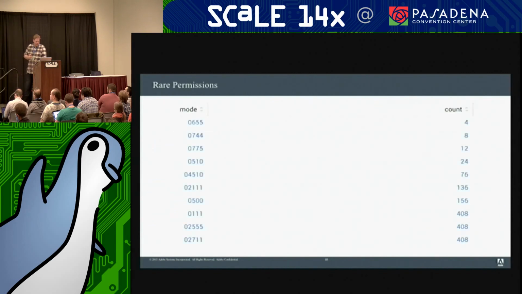We also gather rare permissions. So some of these are 0655. Why is it 0655? Or 0510 or whatever. These are rare permissions that we find after gathering all this information, parsing it and generating the reports. So we can go in and look for weird permissions on files and easily track that and see it.